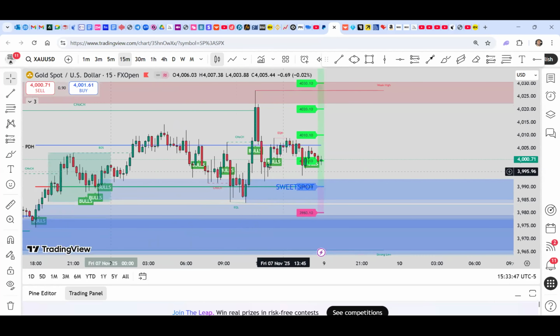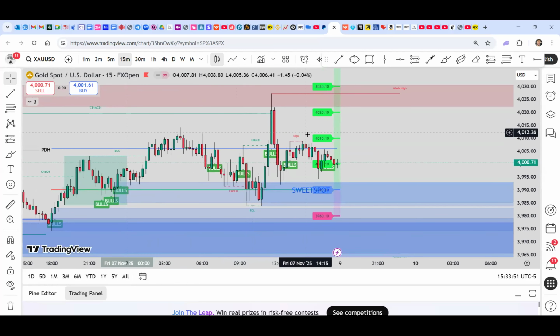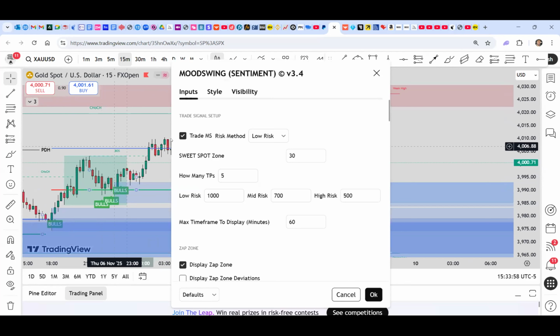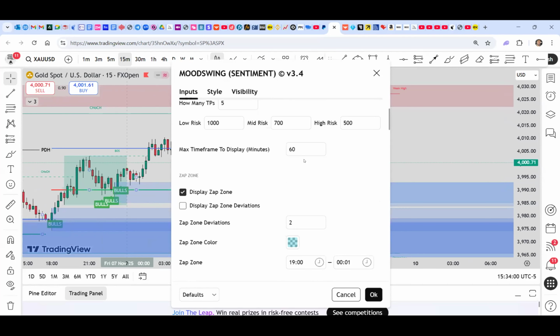So once I see price within this, this is within the mood swing tool as well, right? So could you show people how to switch that on and off in the mood swing tool settings? Yeah. Okay.